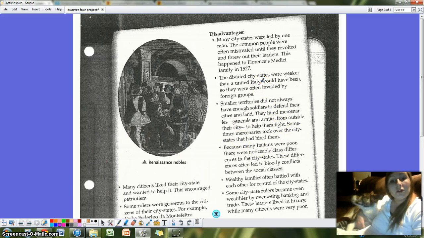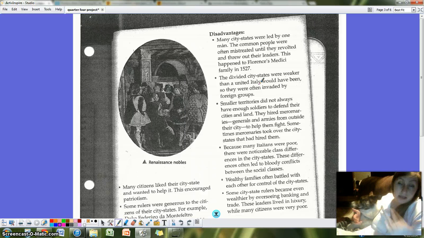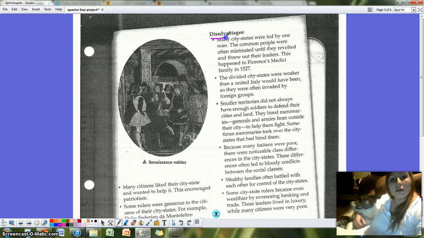What I want you to do now is take some time, pause the video, and read through these 2 pages, the advantages and the disadvantages, at the bullet points underneath each. When you've completed reading the bullet points for each of them, please circle either advantages or disadvantages.